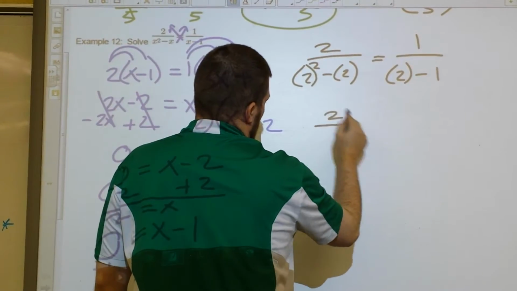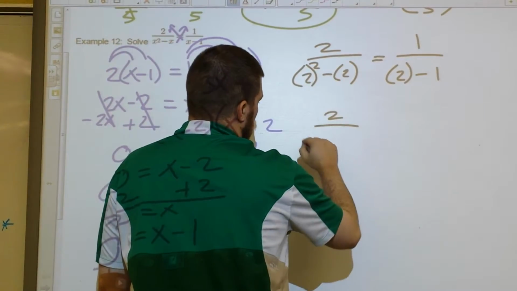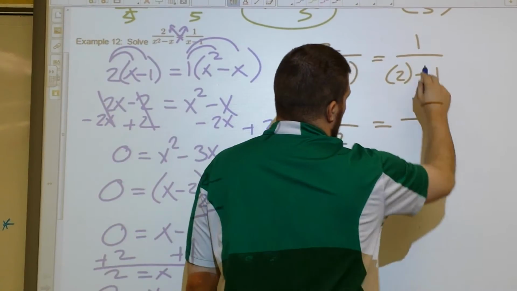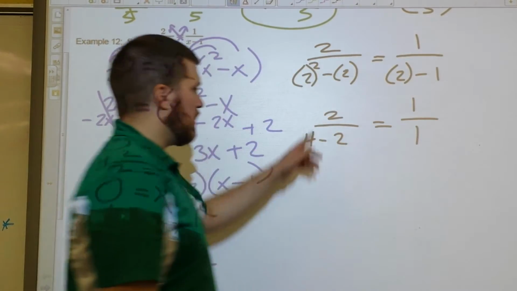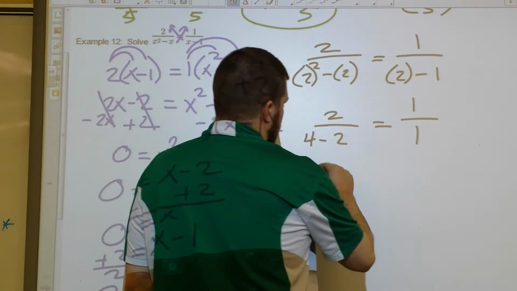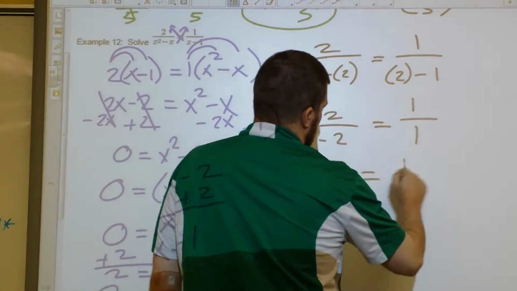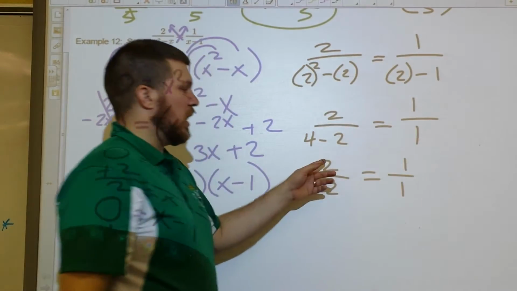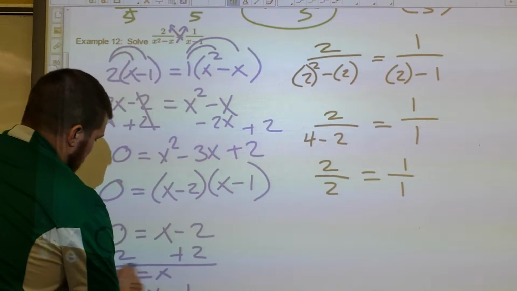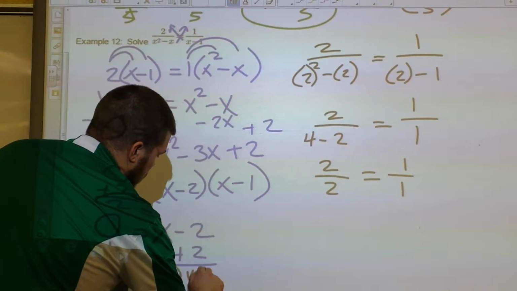So 2 is going to stay on top. 2 squared is 4, so we have 4 minus 2. Over here, 2 minus 1 is 1. All right, so now we just want to clean this up. 2 over 4 minus 2 is 2, so 2 over 2 is supposed to be equal to 1 over 1. And obviously 2 over 2 is 1, so x equals 2 is a valid solution.